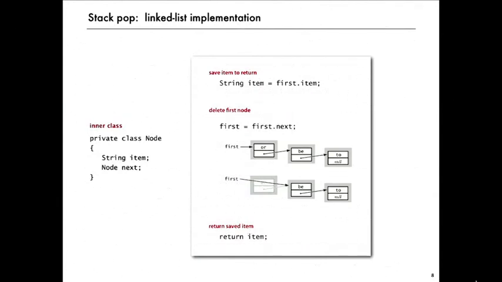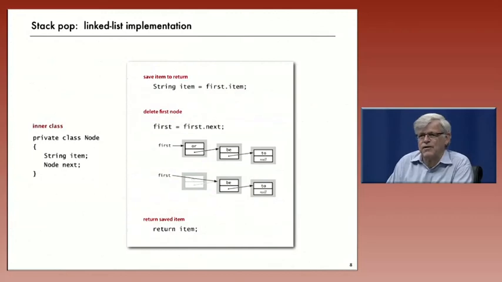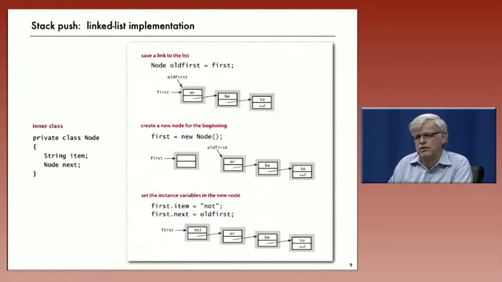So the pop operation for linked lists is very easy to implement. First, we're going to need to return the first item on the list, so we save that away. Take first.item and save that in the variable item. Then, to get rid of the first node, we just advance our pointer to the first item on the list to point to the next item. And then that first node is ready to be reclaimed by the garbage collector. And then the last thing we need to do is just return the item that we saved away. Okay, so that's the pop operation.